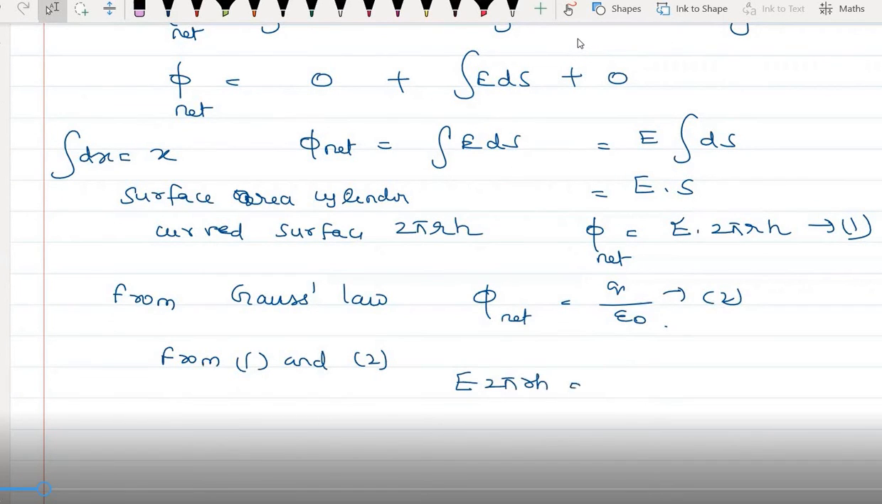E 2 pi RH will be equal to Q by epsilon naught. So that is nothing but E will be equal to, we need electric field intensity. That is our motto, right? Q by 2 pi RH epsilon naught.